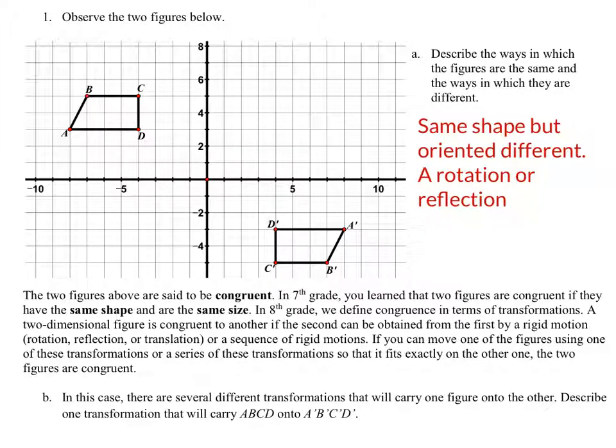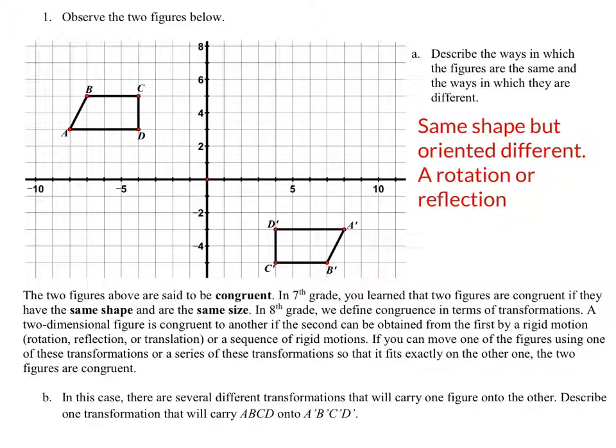The two figures above are said to be congruent. In 7th grade, not that anyone pays attention, you learned that two figures are congruent if they have the same shape and the same size. In 8th grade, not that anyone pays attention there either, we defined congruence in terms of transformations. A two-dimensional figure is congruent to another if the second can be obtained from the first by a rigid motion, which is rotation, reflection, or translation. We've gone over all three. Or a sequence of rigid motions. If you can move one of the figures using one of these transformations or a series of these transformations so that it fits exactly on the other one, the two figures are congruent.